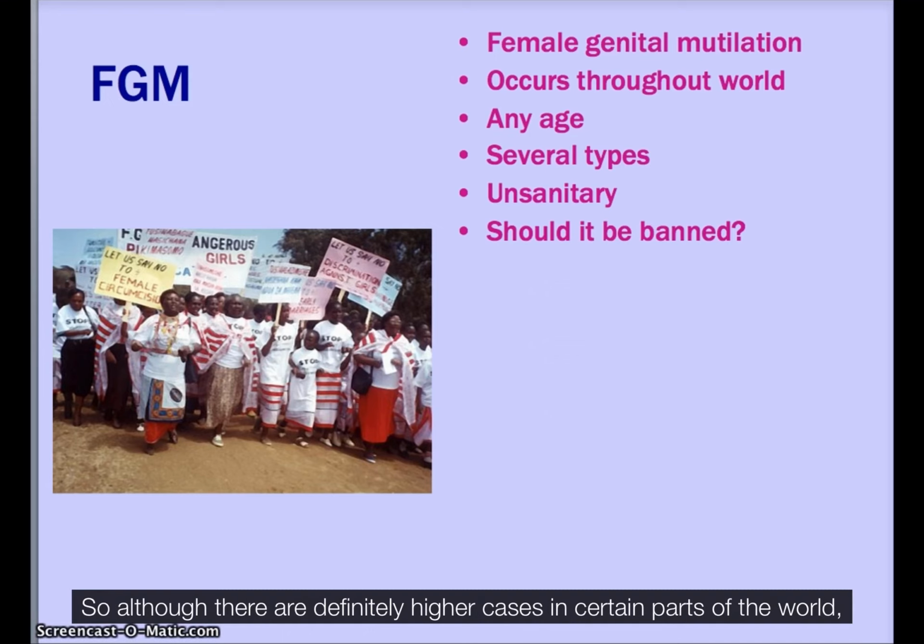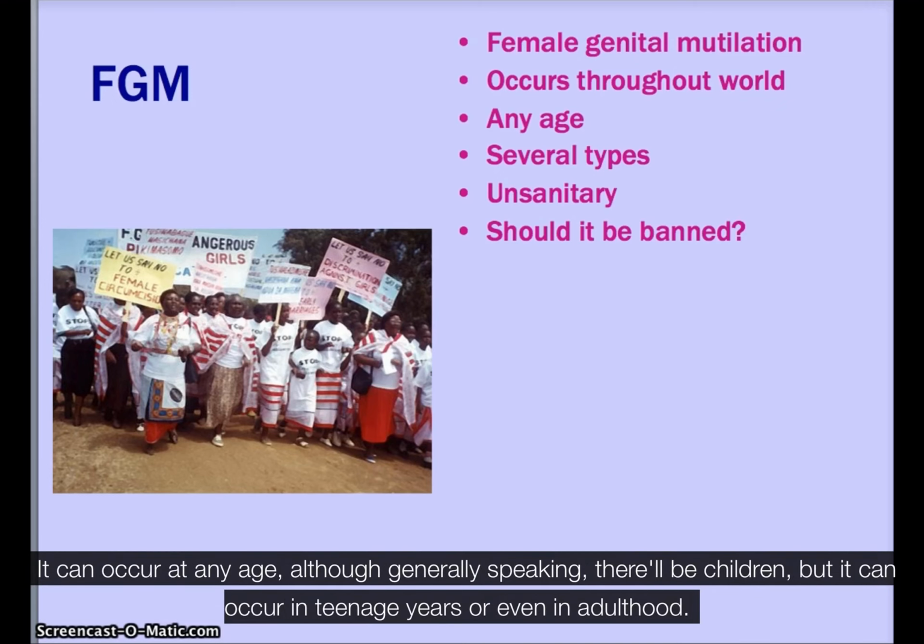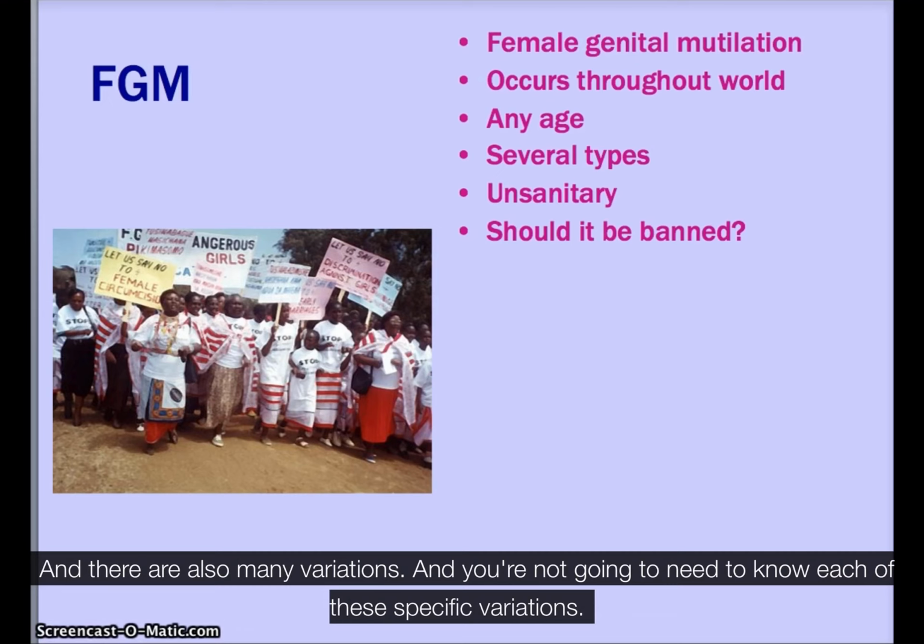But I just want to first start off by saying that it occurs throughout the world. So although there are definitely higher cases in certain parts of the world, such as in Africa, you can find it occurring everywhere, even in the United States. It can occur at any age, although generally speaking, they'll be children, but it can occur in teenage years or even in adulthood. And there are also many variations.